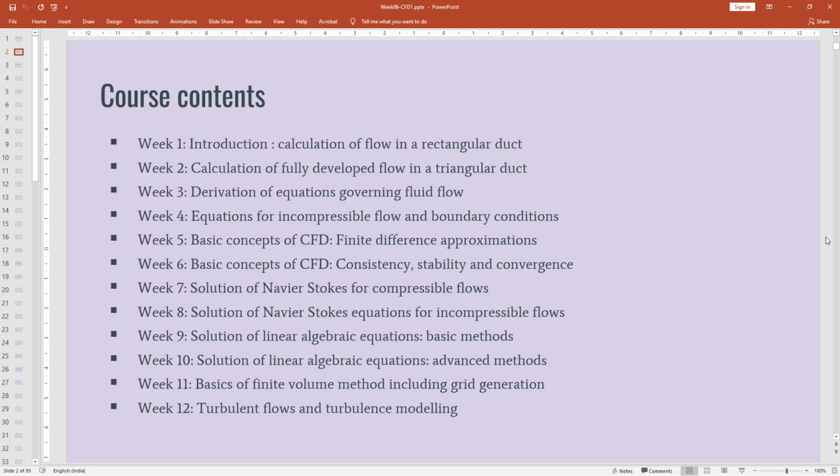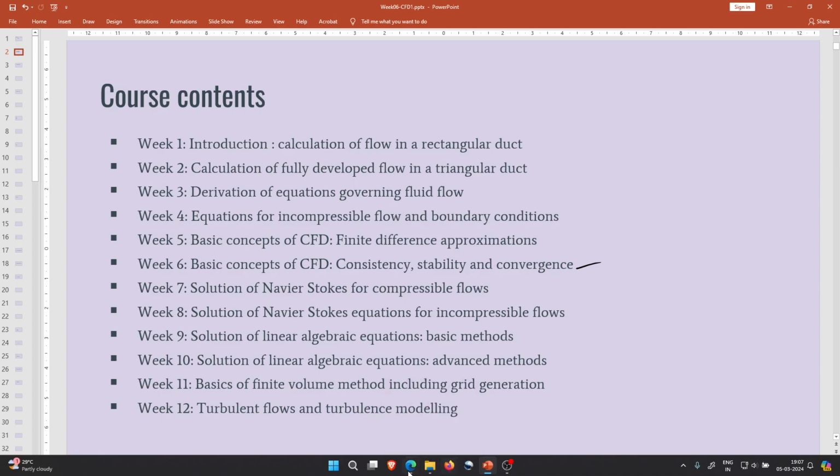So, in 6 week, mostly there are some simple but important topics regarding the properties of numerical schemes and also the entire CFD procedure, the properties which make it a good alternative for actual experiments. Such properties were discussed.